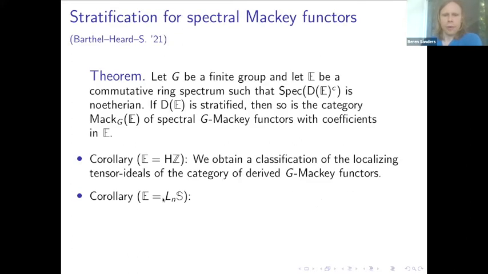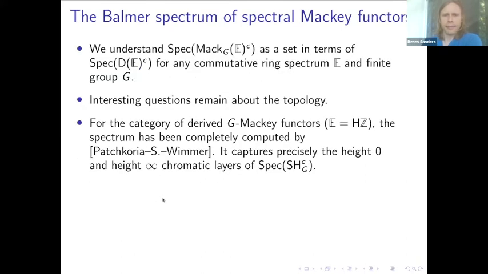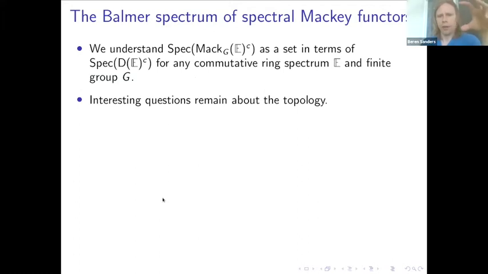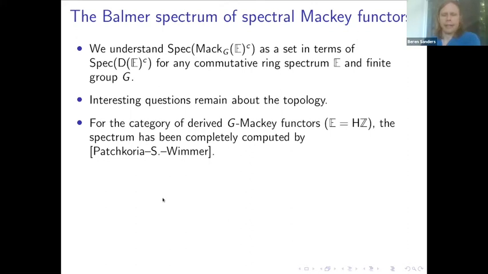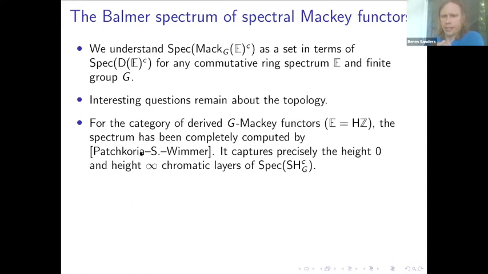One thing I should point out is that if we think about the Balmer spectrum of these categories of spectral Mackey functors, we understand what they're like as a set, for all finite groups and for any ring spectrum E. But there are interesting questions that remain about the topology. For the Eilenberg-MacLane spectrum of the integers, the case of derived Mackey functors, those topological questions are resolved in joint work with Irakli Pachakoria and Christian Wimmer. We're able to completely compute the spectrum, and there's a very nice answer: the spectrum of this linearization captures precisely the height 0 and height infinity chromatic layers of the equivariant stable homotopy category.